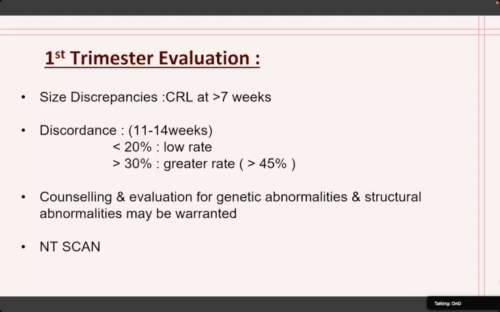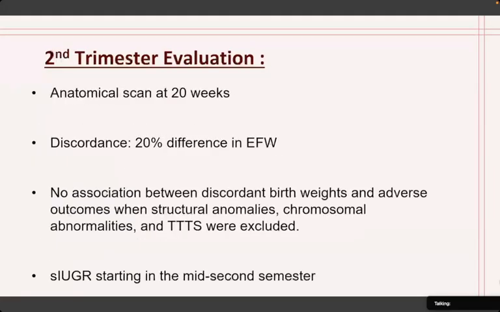An NT scan is performed between 11 to 14 weeks. This is common for genetic screening. With second trimester evaluation, an anatomical scan is done at 20 weeks, and evaluation of the fetal size is common in all pregnancies. So like I mentioned, the fetal anomaly scan is done at 20 weeks.